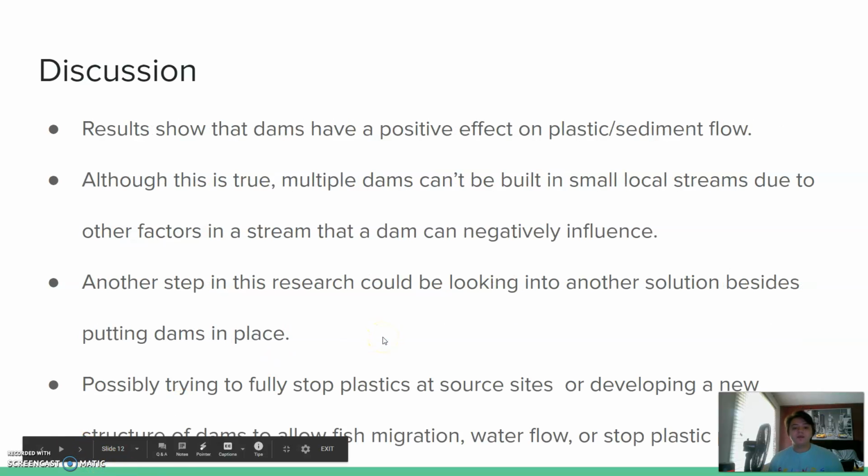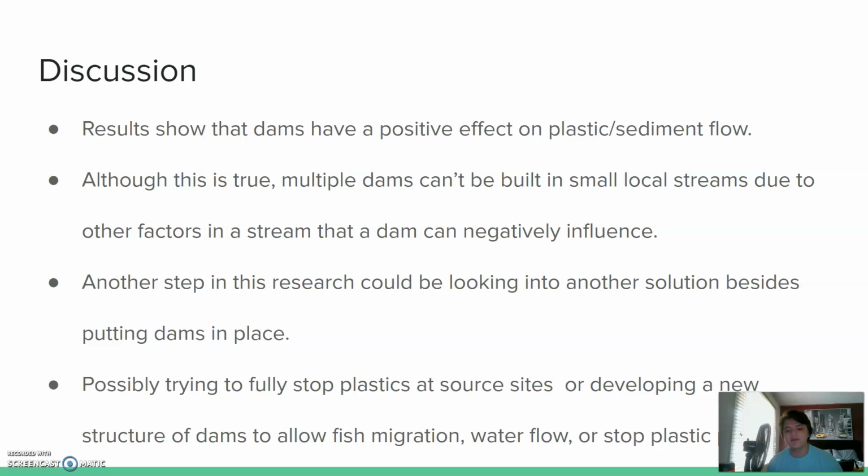What we can take from this is that dams may have a positive effect on plastic and sediment flow, but the big thing is we can't just be putting more dams within small local streams, because there will be a lot more negative influence from these dams than just being able to stop plastics. Another step that could be taken would be another solution besides dams.